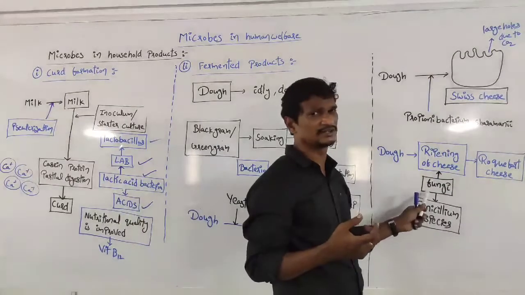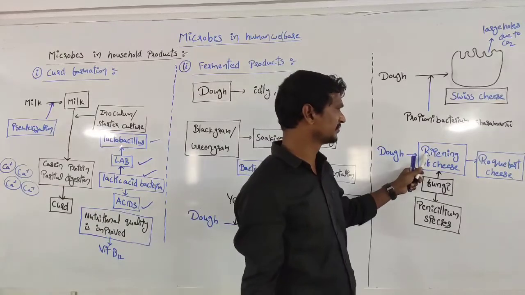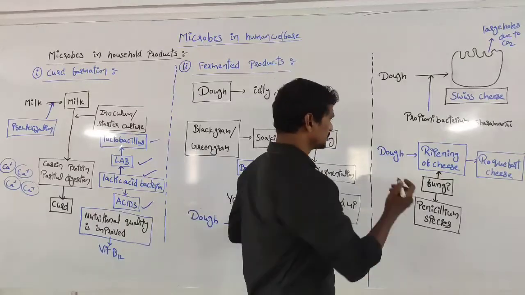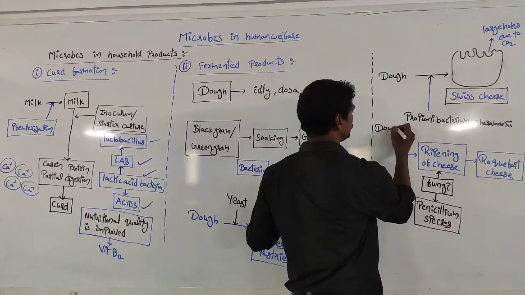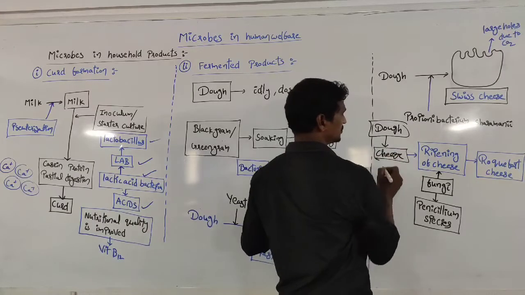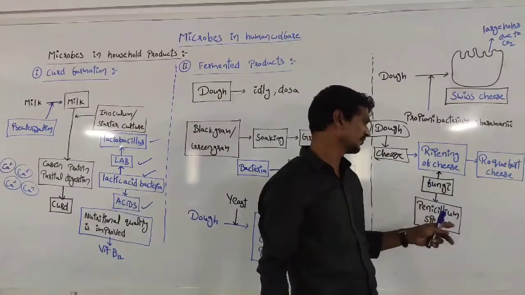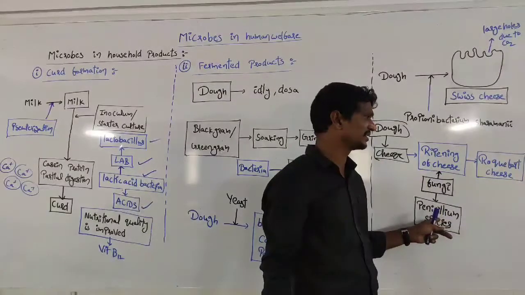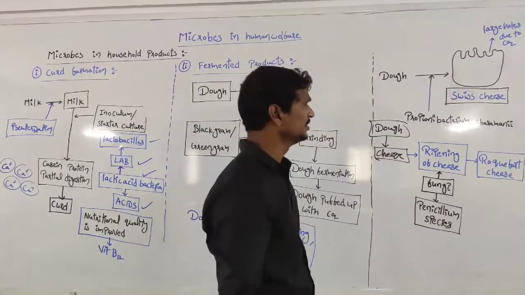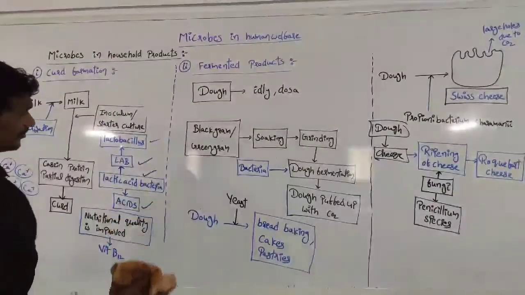The ripening agents are nothing but fungi. See, here the dough, subjected to ripening, produces the cheese. Suppose this is the dough. Dough produces the cheese. This is the cheese. After that, we subject it to the ripening of the cheese. Here I added one of the fungi, especially Penicillium species, and finally it produces that Roquefort cheese. Right? So that is about one of the oldest Indian food materials produced by microbes.